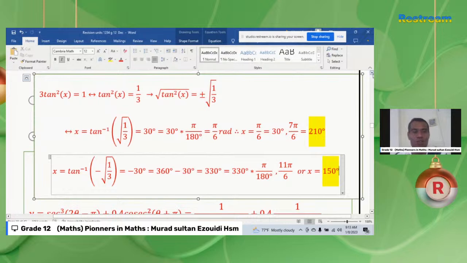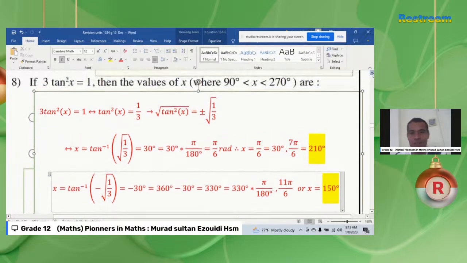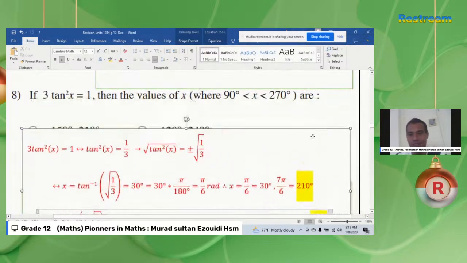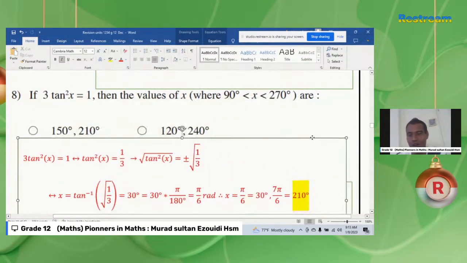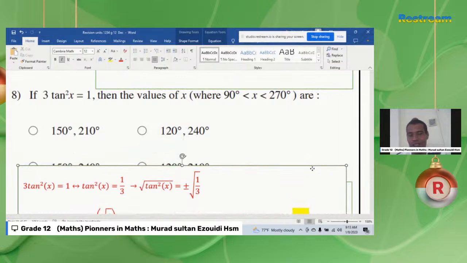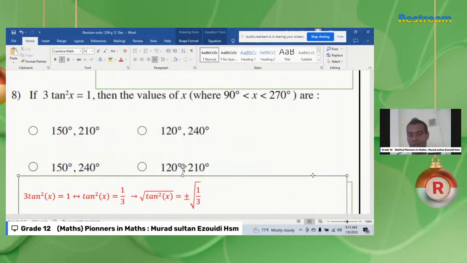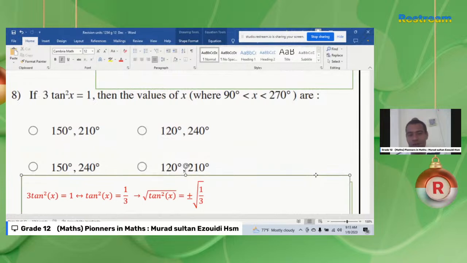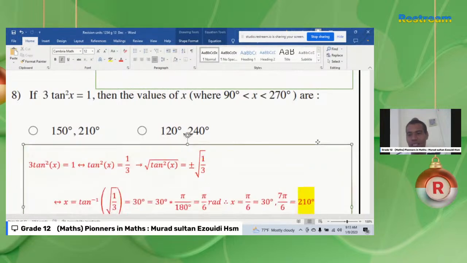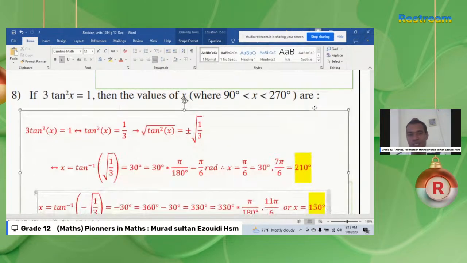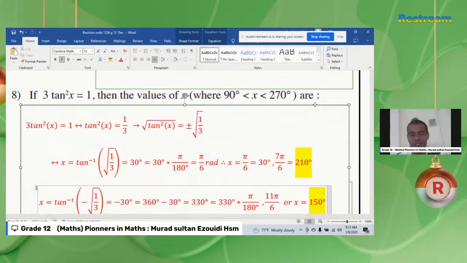Therefore, I'm going back to this equation and I will see what exactly the question is looking for. So we have 150 and 210 degrees. Also, we have 120 and 240, and 150 and 240, and 120 and 210. Therefore, the correct answer of this is the first one. I wish this question is understood.